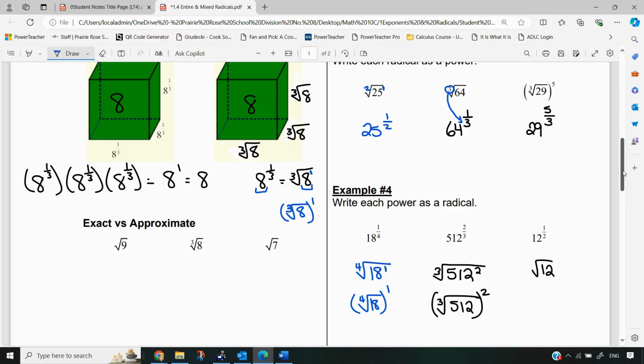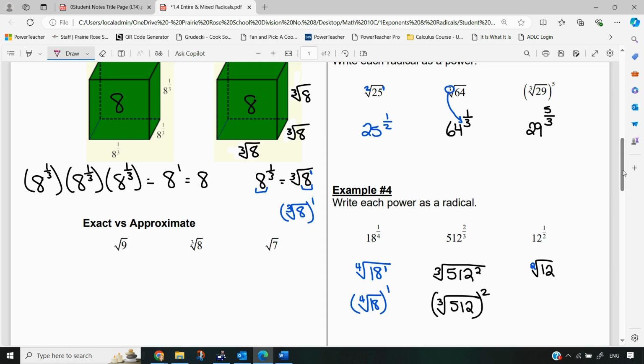For example 4, 512 to the exponent of 2/3 can be written as the cube root of 512 squared, or the cube root of 512 in brackets and then squared. And our last example, 12 to the 1/2, is root 12. And again, remember that if you wanted to, you could absolutely put that 2 in as your index. Whether you put it there or don't doesn't matter. What does matter is if your index is anything other than 2. If something is a cube root and you don't put the index, the answer is actually incorrect.